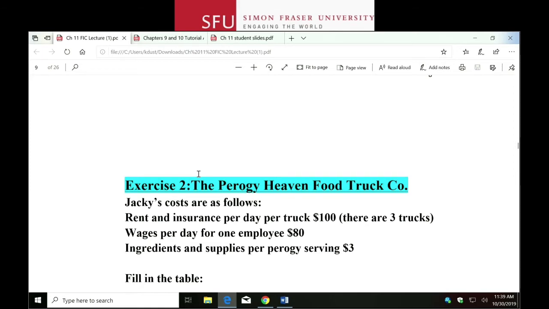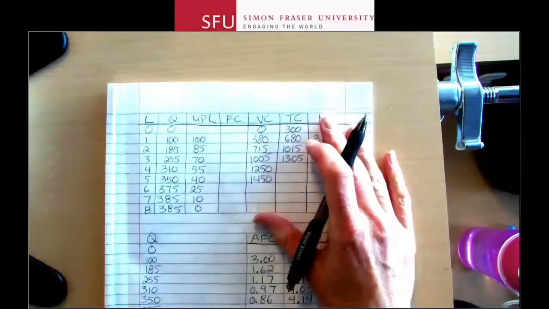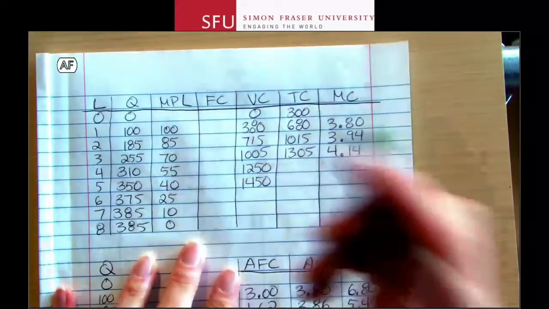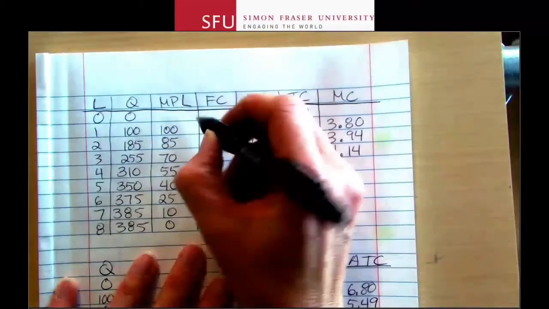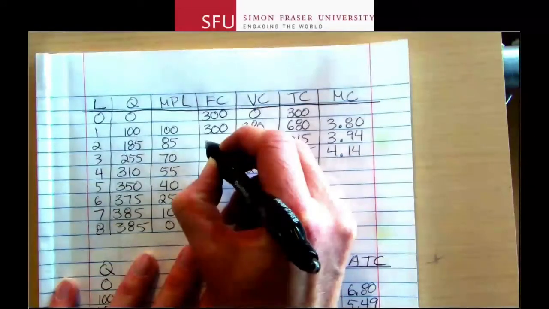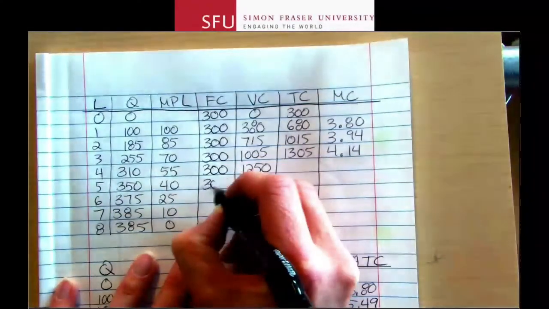All right. Good, okay. All right, so here's the table. Now the first column is fixed cost, which is $300, and so we put that in all the spaces, because even if there's 0 output, the trucks still need to be paid for. And as output increases, it will not change that fixed cost.